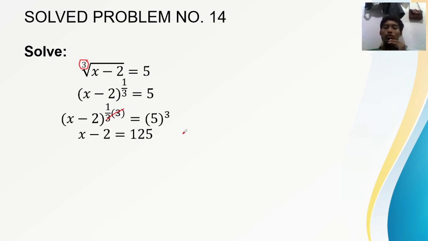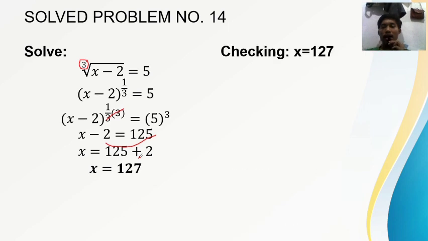We have x minus 2 equals, ano ba ang cube ni 5? 5 times 5 is 25, times 5 is 125. So, x minus 2 equals 125. Hindi pa dyan natatapos ang ating problema. Para matira ang x sa isang side ng equation, we have to transpose negative 2. Kailangan hiwalay ang variables sa constant to get the value of the variable. Since negative 2, we have to make it positive. So, 125 plus 2 is 127.